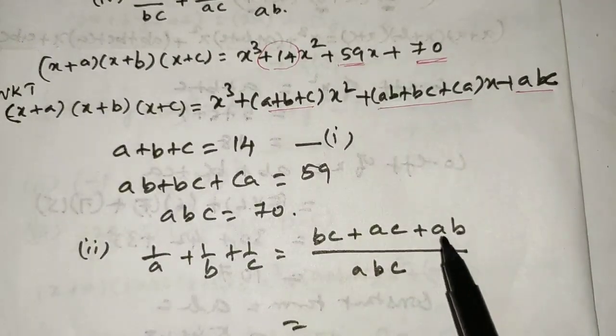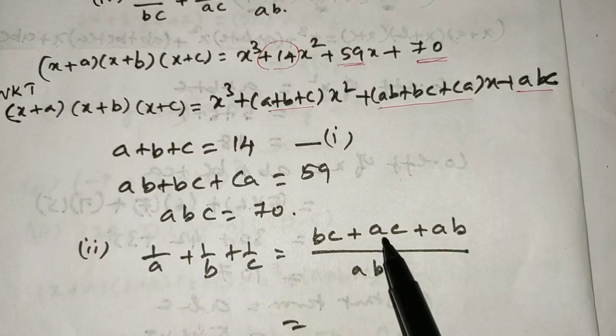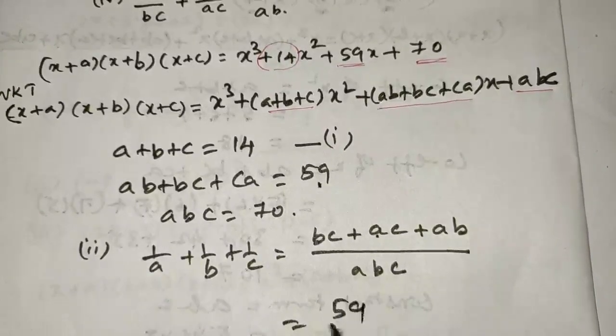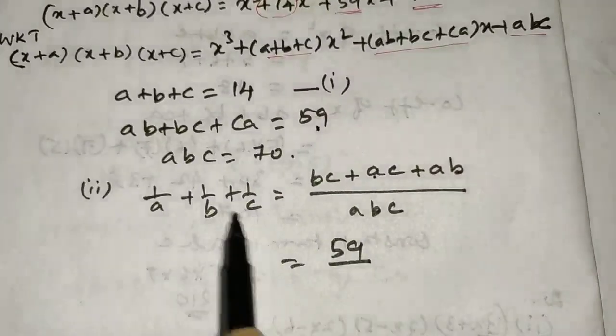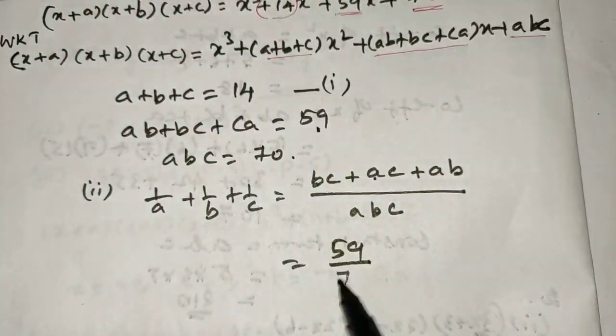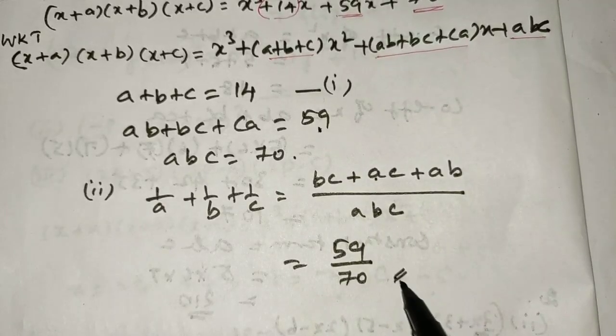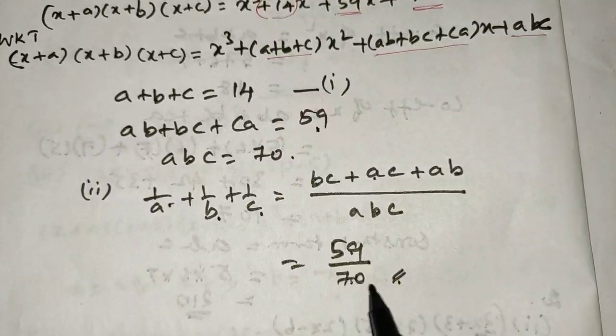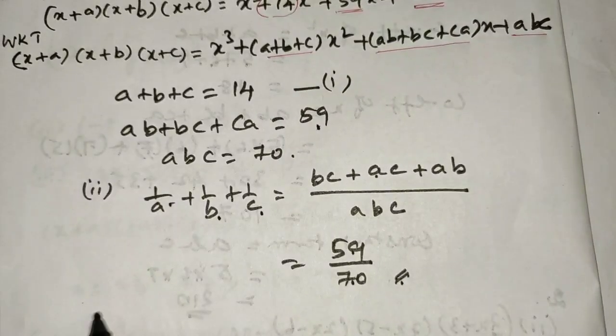So we know the value of ab + bc + ca, which is 59. Substitute the value from here. So what is the numerator? 59 over abc. What is abc? 70. So you will get the value of 1/a + 1/b + 1/c as 59/70.